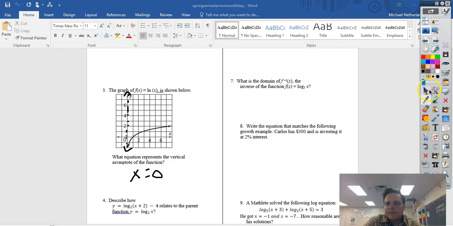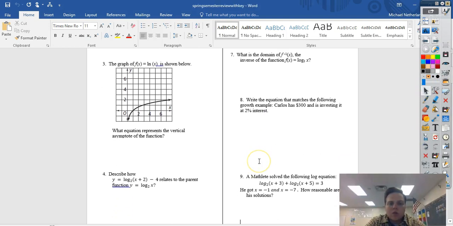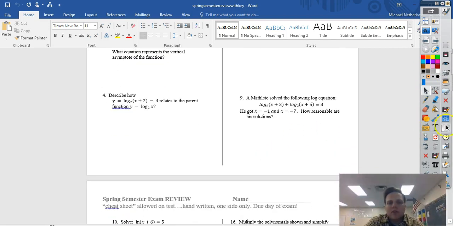Alright, number 4. Describe how y equals log base 2 of x plus 2 minus 4 relates to the parent function of log base 2 of x. Okay, it went to the left 2 and down 4. So you just write left 2, down 4. Because the plus 2 is inside the parentheses with x, so plus 2 means left 2. It's opposite of what you think. And minus 4 is outside the function, so that just means down 4.